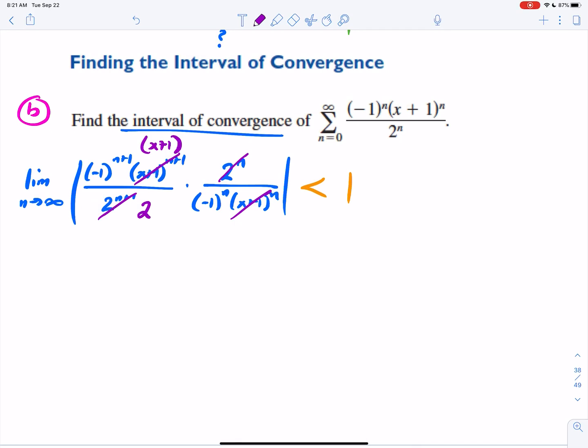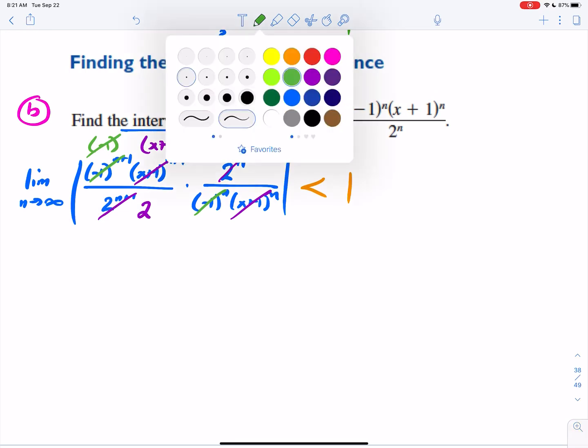Now, remember that we're taking the absolute value, right? So this -1 to the n+1 and this -1 to the n technically just goes away, okay? But some of you might have done this, and that's absolutely fine. But remember, if we're taking the absolute value, that negative is just going to go away itself, okay? There are some other scenarios where it's a little bit more technical, and we'll get to that. Okay, so here we go.